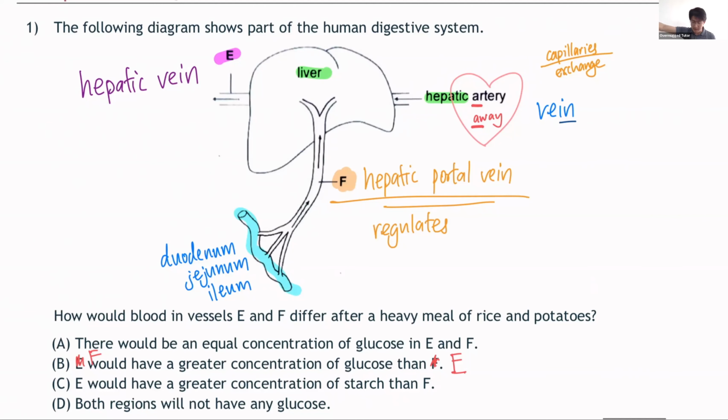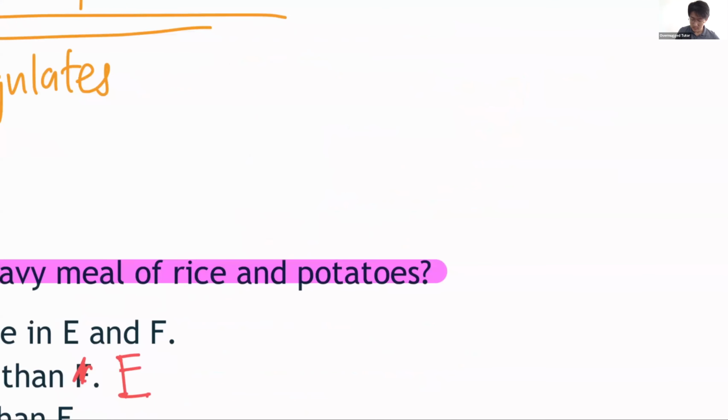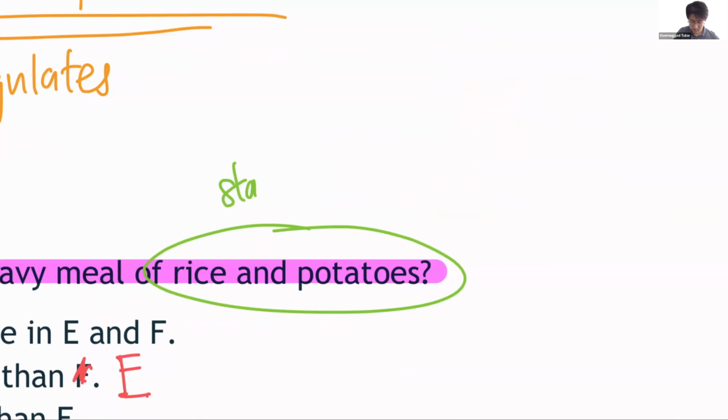We are looking at F would have a greater concentration of glucose than E. But let me tell you right now, if you look at this, the person did not consume any glucose. So why would there be more glucose in F? I did not consume any glucose. Why would there be so much glucose in F then? Kaelin, help me out here, please. Continue, please. It can be broken down in the small intestine from maltose, from maltose to glucose.